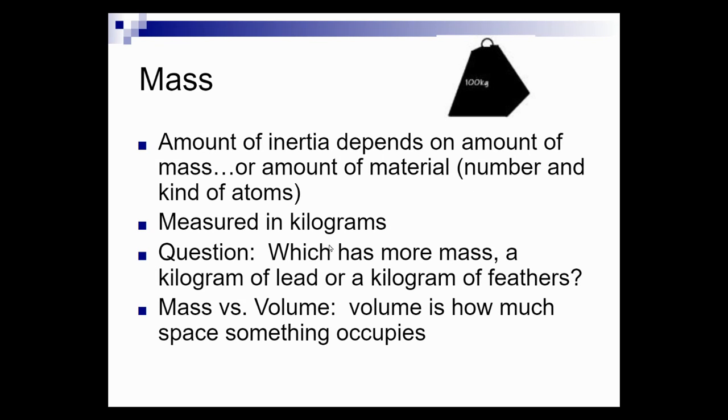So basically when we start to look at it, which has more mass, a kilogram of lead or a kilogram of feathers? Mass and volume. Volume is how much space something takes, or how much space something occupies, where mass is the amount of stuff that's in an object.